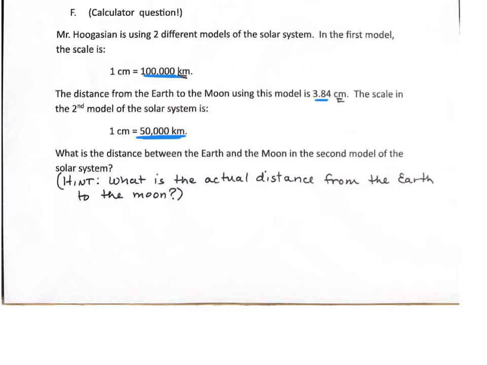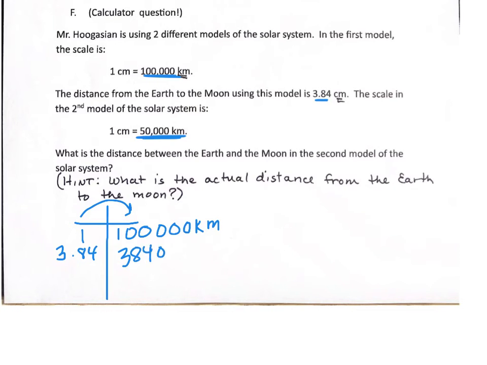So I'm going to make a T-chart, and our scale in that T-chart is 1 centimeter equals 100,000 kilometers. So I know in that drawing that the Earth and the Moon are 3.84 centimeters apart. So to get the actual distance, I should be multiplying by 100,000. 3.84 times 100,000. And notice there was a hint there to use your calculator. That gives me 384,000 kilometers from the Earth to the Moon.